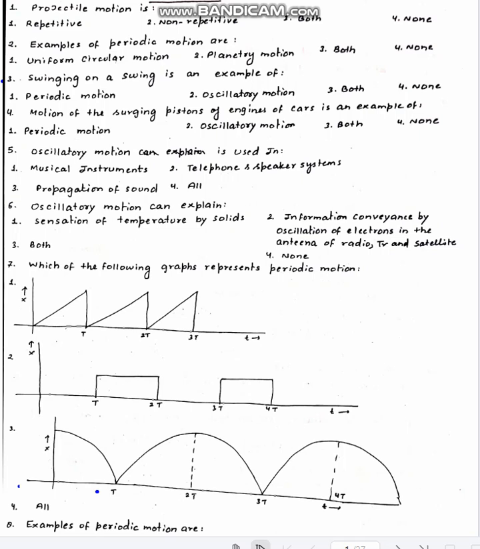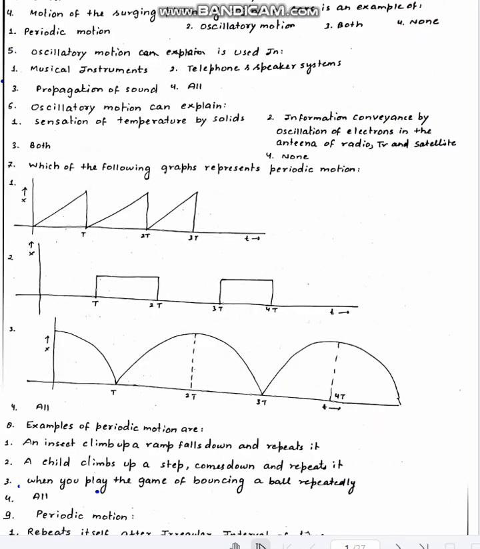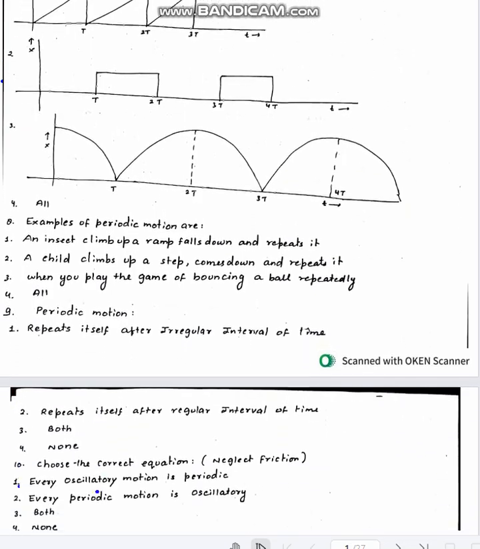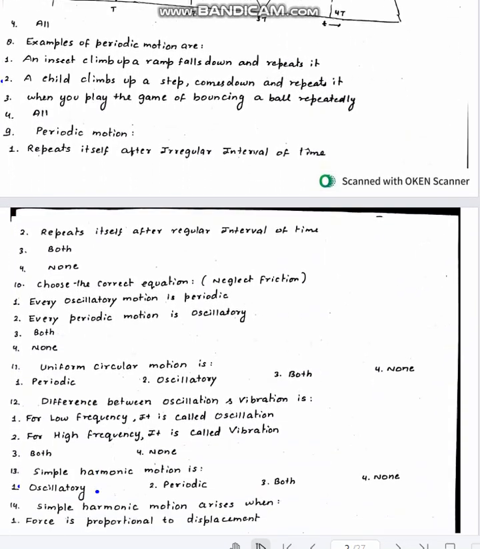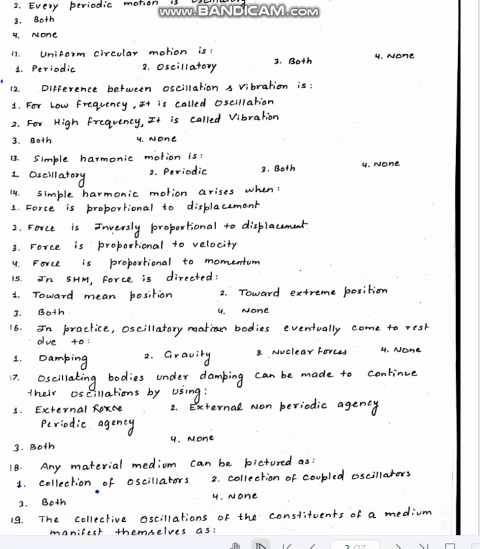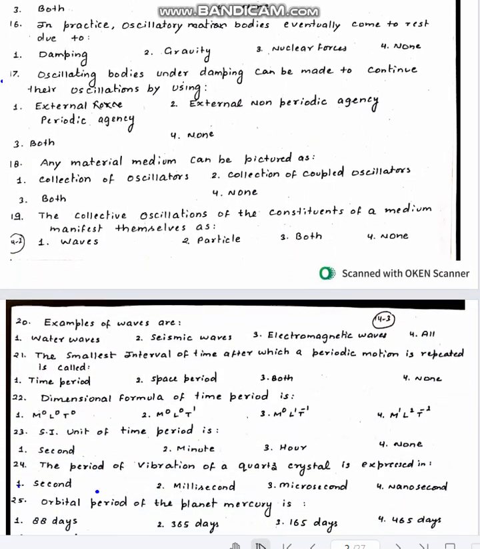So let's begin with chapter number 4, oscillatory motion and oscillations. The first question is about projectile motion and examples of periodic motion. Then we have swinging, then oscillatory motion, then graphical variations of them, examples, periodic motions, equations, uniform circular motion, oscillatory and vibratory, simple harmonic motion, conditions for that, oscillatory motion, periodic or not.